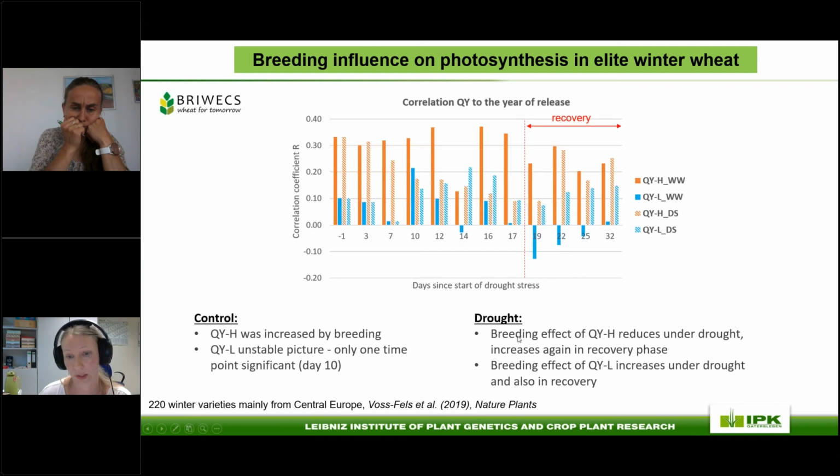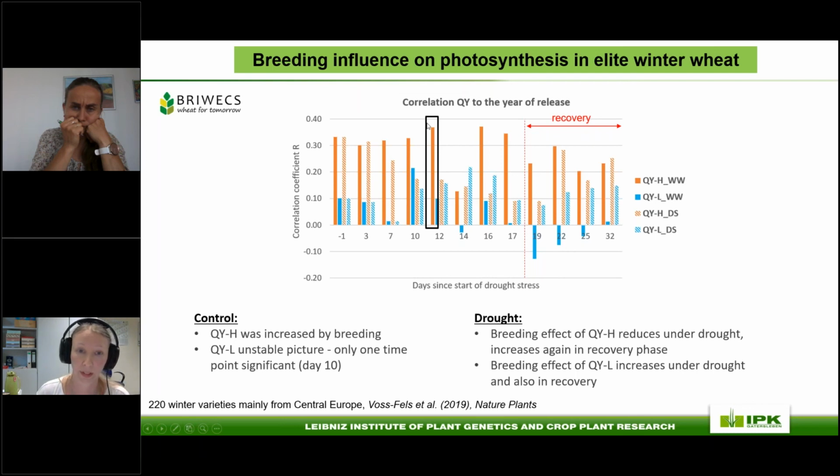Under drought, you see this breeding effect reducing, but it comes back in the recovery phase. Here these bars get smaller while they come back under recovery. You also now see a breeding effect of QYL under drought, which is then also present at a much lower level in the recovery phase.